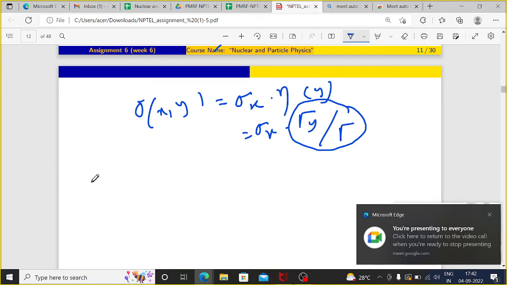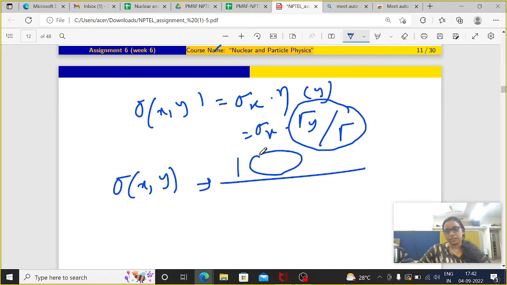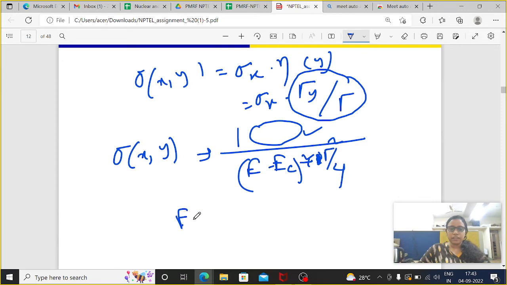In the Breit-Wigner formula, basically in that sigma xy expression, we can see that there is something in the numerator, and in the denominator there is one term: E minus EC whole square plus gamma square divided by 4. So this type of expression is there. Then if the condition E equals EC holds, what will happen? It will happen as a resonance condition.